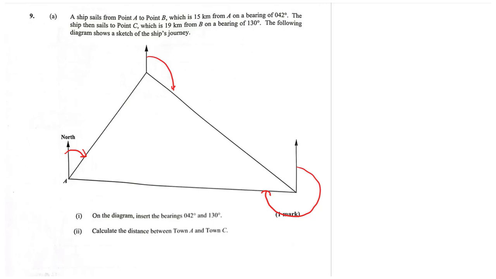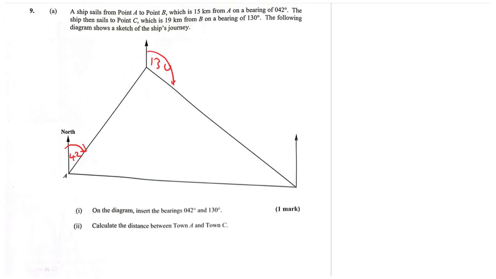So 42 would correspond to right here, and 130 would correspond to right here. So therefore we can get rid of this one. So these are our bearings, 42 and 130. That's 1 mark. If you want, you can go ahead and label it. This is B and this is C.